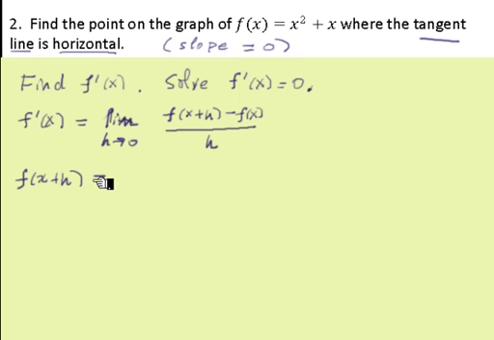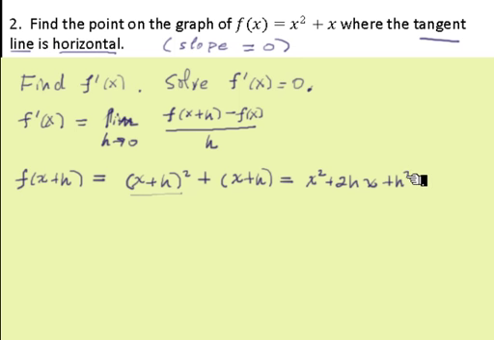We'll do that separately. So we're going to substitute x plus h for x here and here. So instead of x squared, we write (x plus h) squared, and instead of x, we write x plus h. All right, let's square this out. So here we have x squared plus 2hx plus h squared plus this x plus h.